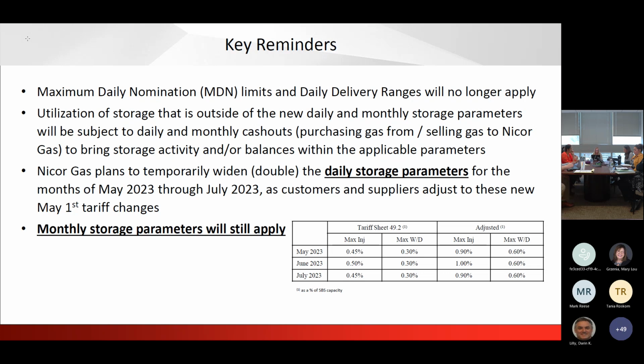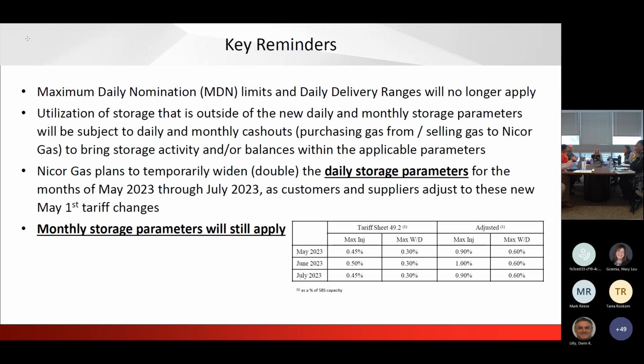we are planning to temporarily widen the daily storage parameters for the months of May through July. The month-end storage parameters will remain as they're stated in the tariff, but the daily injection and withdrawal limits will be doubled in order to help minimize exposure to daily cash outs as everyone becomes familiar with the new tariff rules that are going into effect May 1st and with the portal data and reports that John just reviewed.